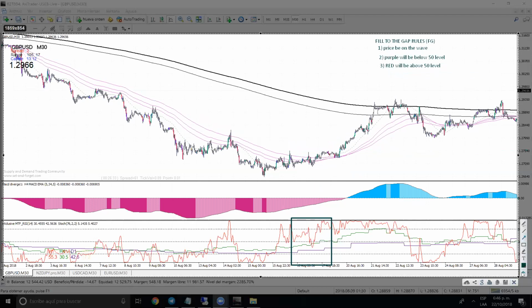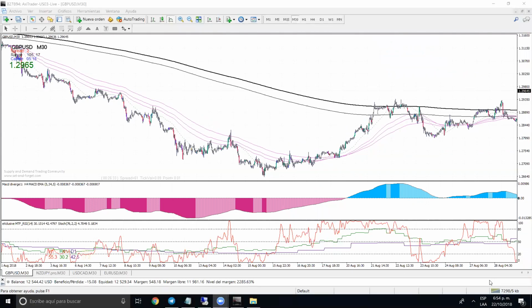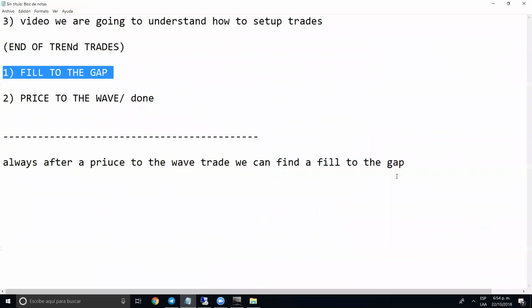So these are the two configurations for fill-the-gap trades. In the next video, we're going to explain the breakout trades.